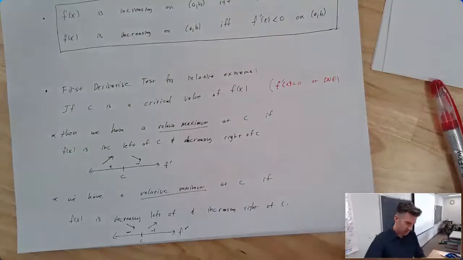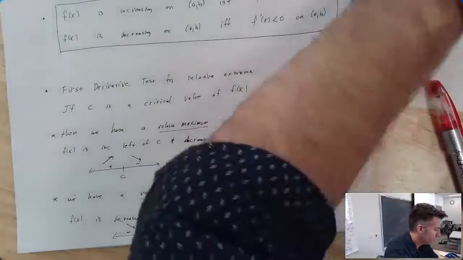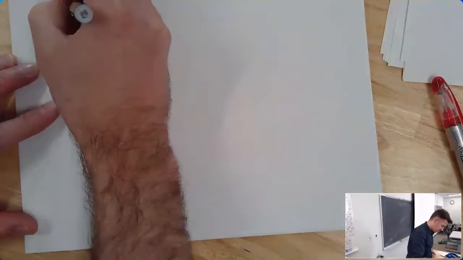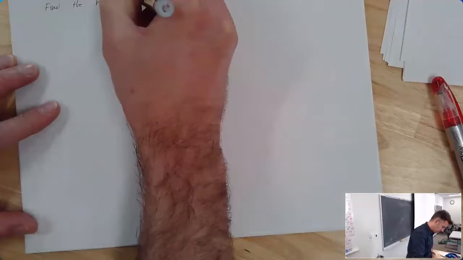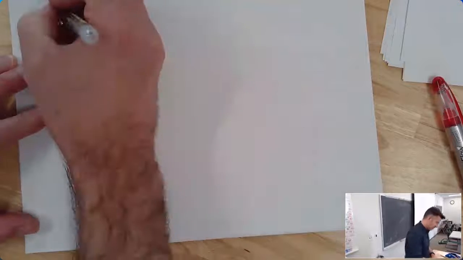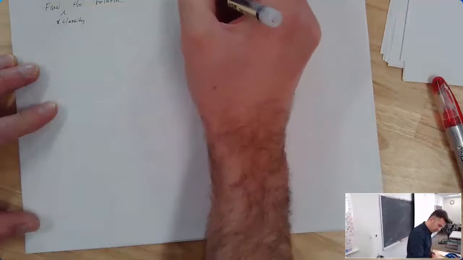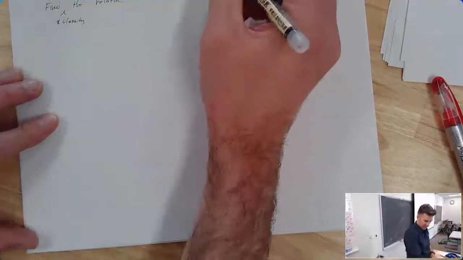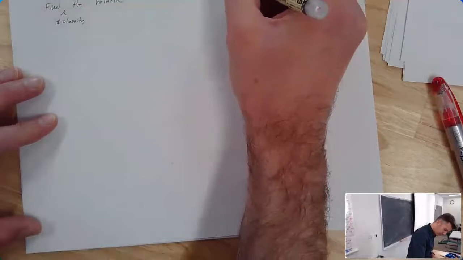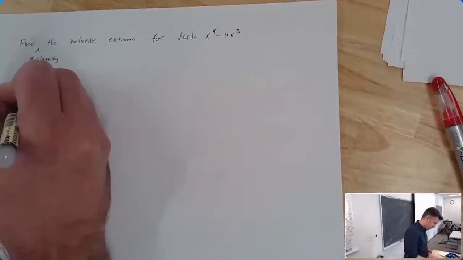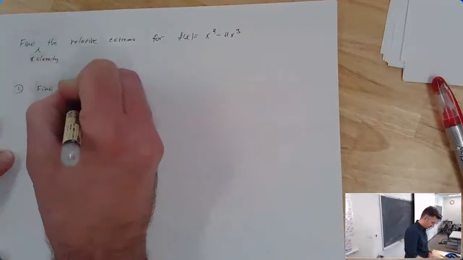So in practice, I'll grab an example. We're going to do lots of examples. So in practice, we could do something like, let's find and classify the relative extrema for f of x equal to x to the fourth minus 4x cubed, which is a good starting example, even if we've already done it before. So step one is to find the critical points or critical values.